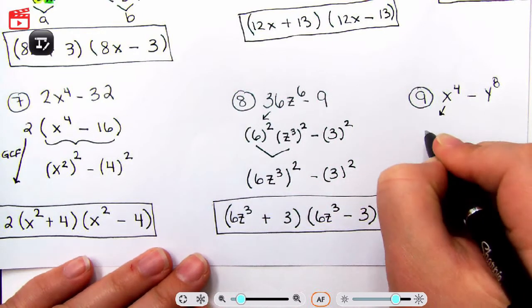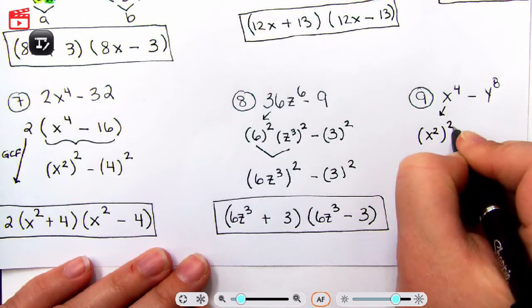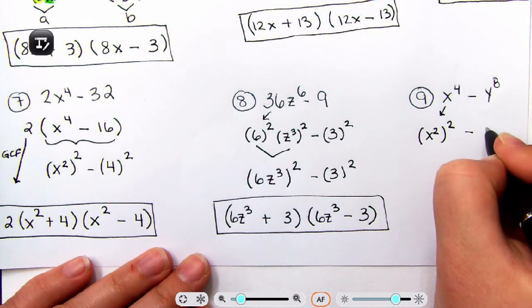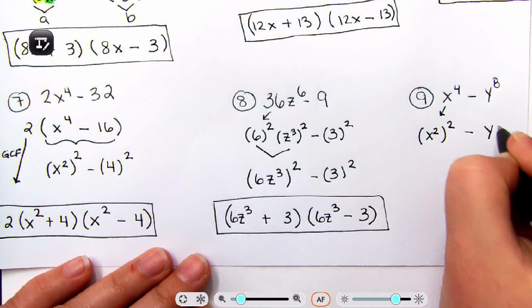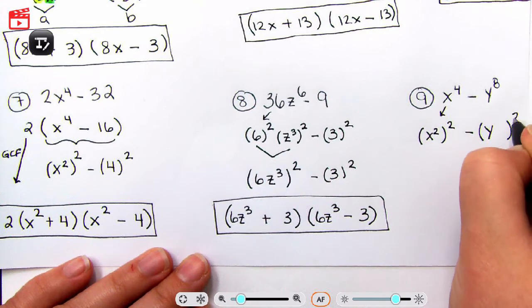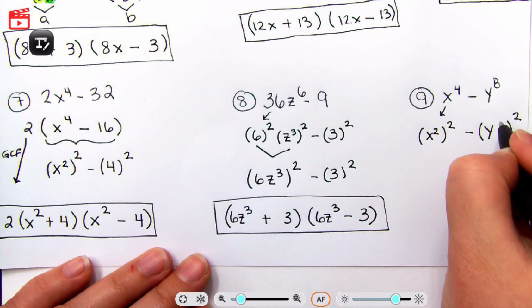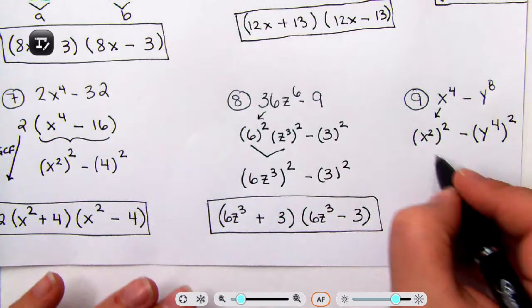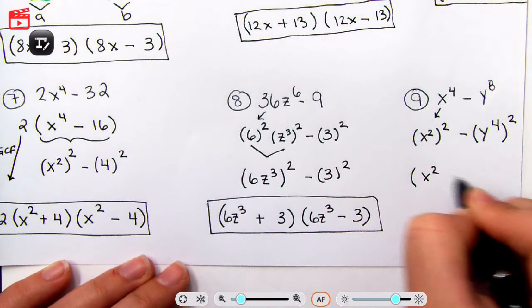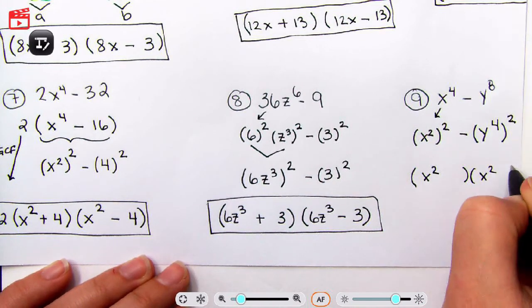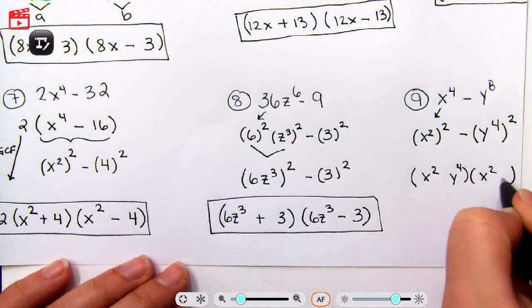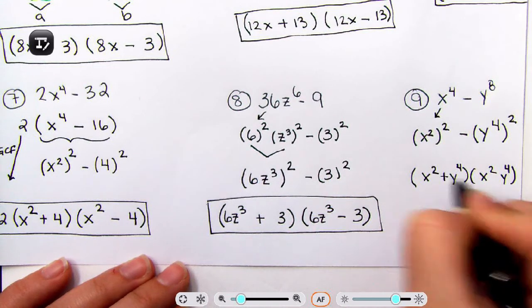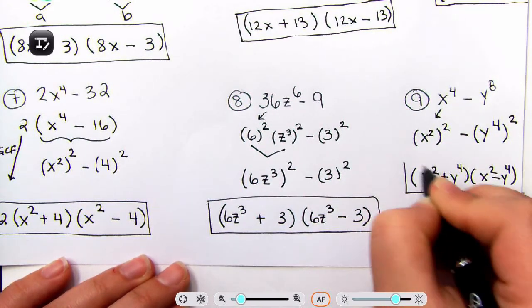X to the 4th is x squared minus y to the 8th. And again, I'm thinking it needs to be squared. So y squared. So 2 times what is 8? 2 times 4 is 8. Remember, if an exponent is being raised to an exponent, then you multiply those exponents. So 4 times 2 is 8. So it means I have my a, which is x squared, and my b, which is y to the 4th, and one is being added, one is being subtracted.